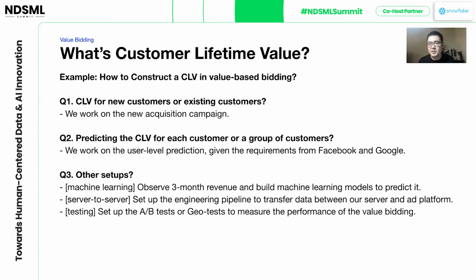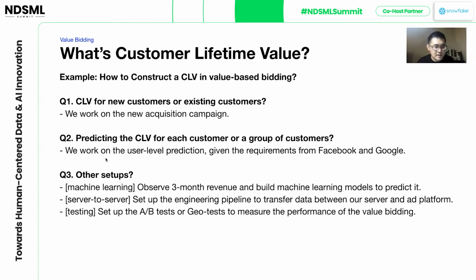Here are some practical questions on the CLV, or customer lifetime value. Question 1 is, are we focused on new users or existing users? We focus on new users. Second question, are we going to predict the CLV for each user or for a cohort? This is a very data science question. Facebook and Google will ask you that because they will configure their setup and communicate with their engineering team. In our case, we focus on user LTV. Basically, we predict the LTV for each user rather than looking at them in a cohort.